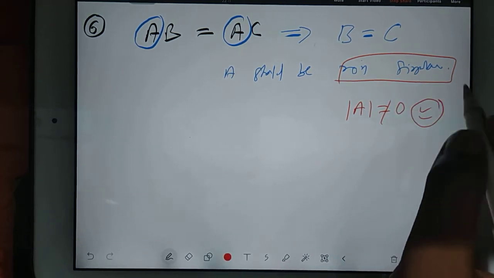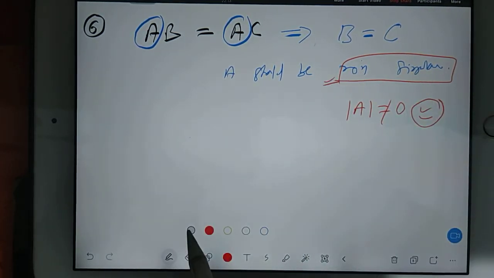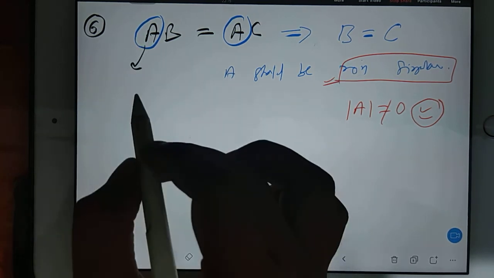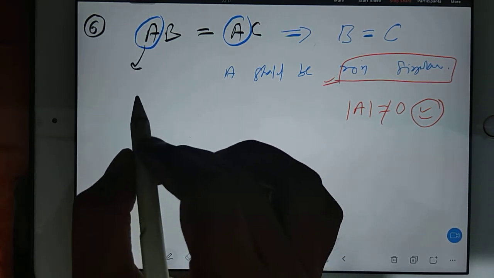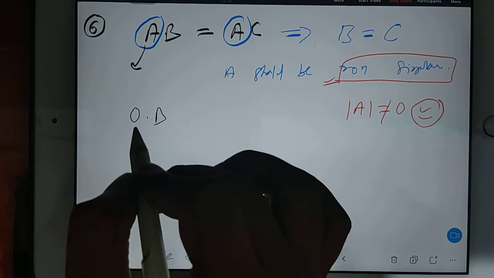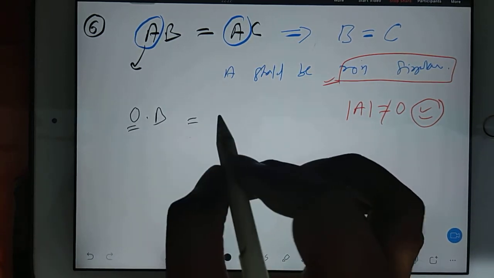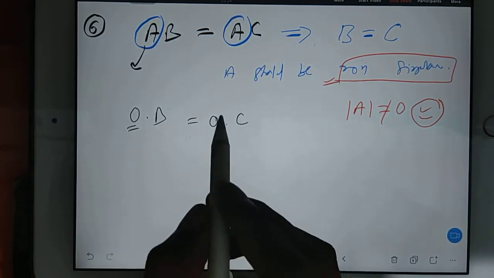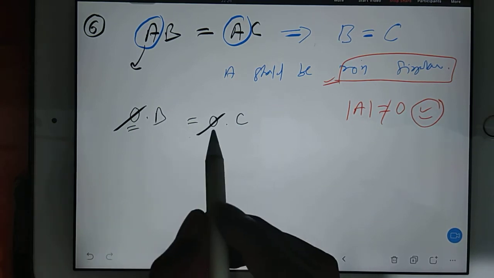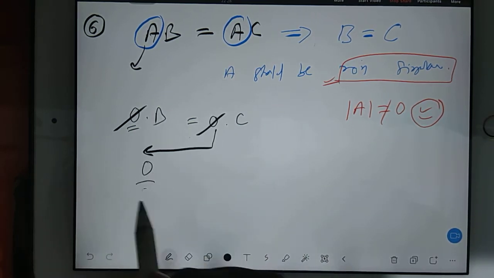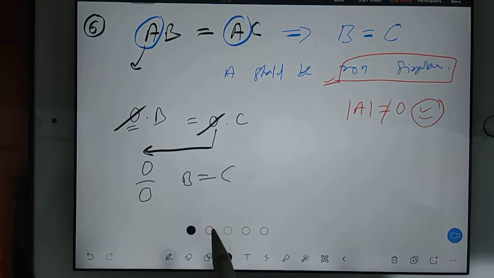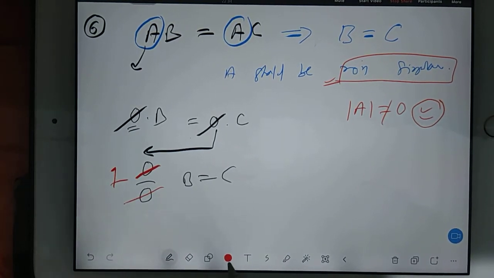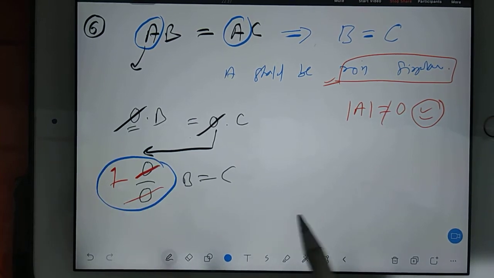Now, why am I saying that A should be non-singular? Because suppose A is singular. Then det of A will be 0, so it is 0 into B, and here also det of A is 0 into C. Now suppose I want to cancel this 0 into 0, so I send 0 down: 0 by 0, B is equal to C. Do you think we can cancel 0 and 0 in one time?